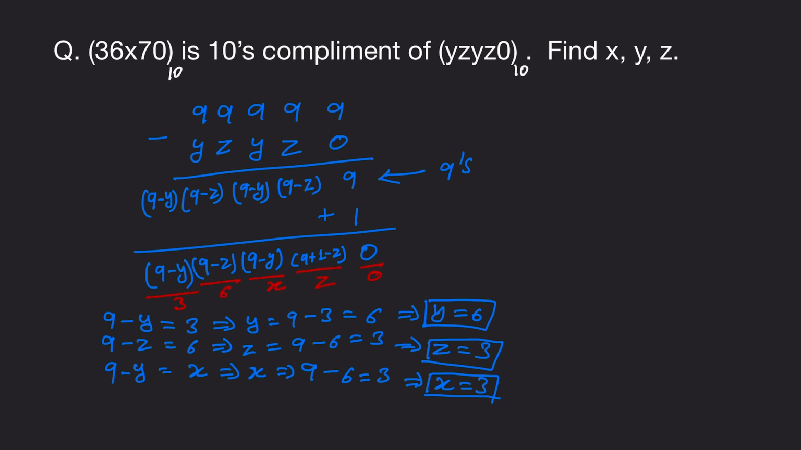So we are able to find y is equal to 6, z is equal to 3 and x is equal to 3. This is the answer, and when we put these values, it will satisfy, and the tens complement of this number will be this number.